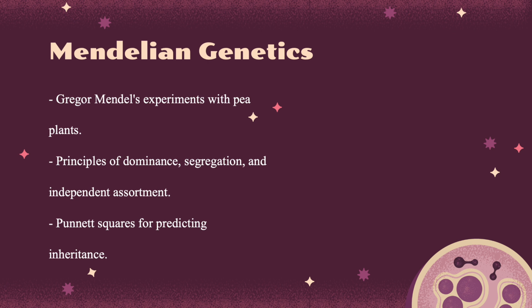But inheritance isn't always straightforward. Some traits, like blood type, involve multiple alleles, and others, like height, are influenced by multiple genes and environmental factors. What traits run in your family? Can you see these patterns in action?